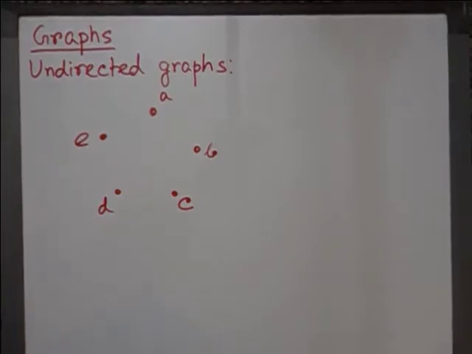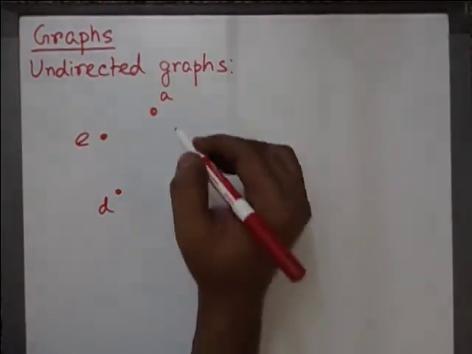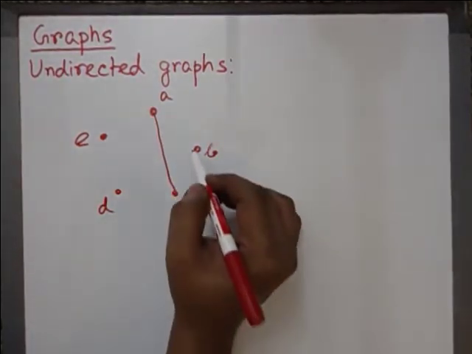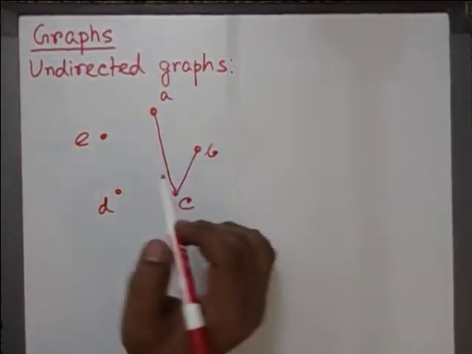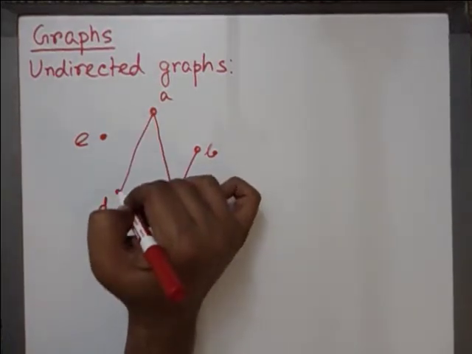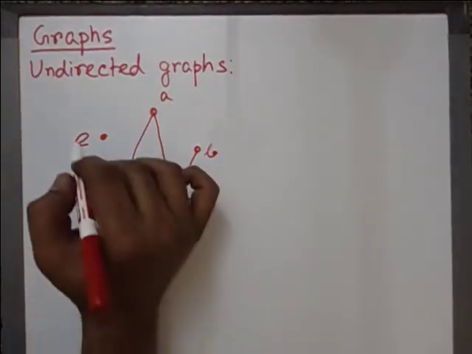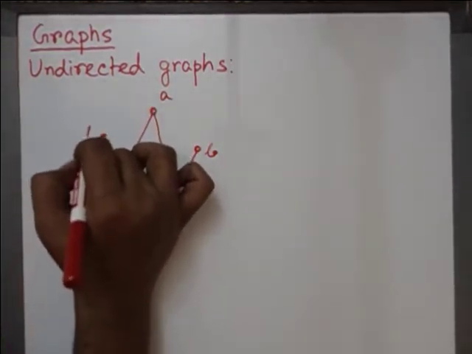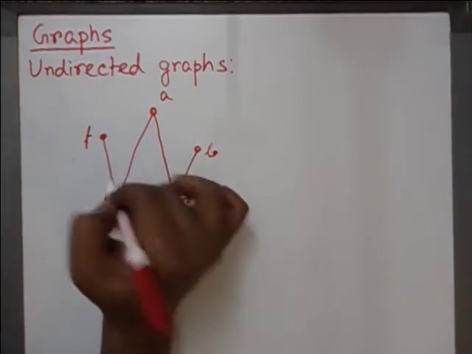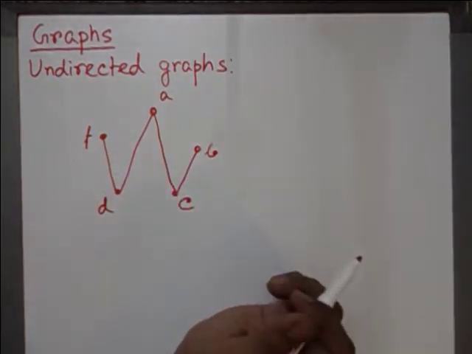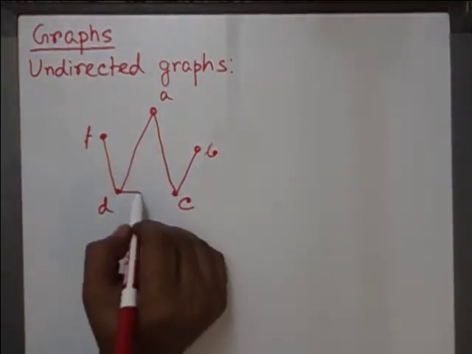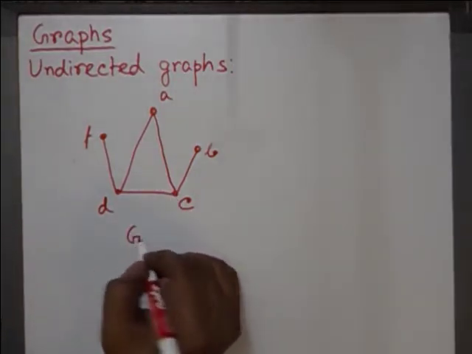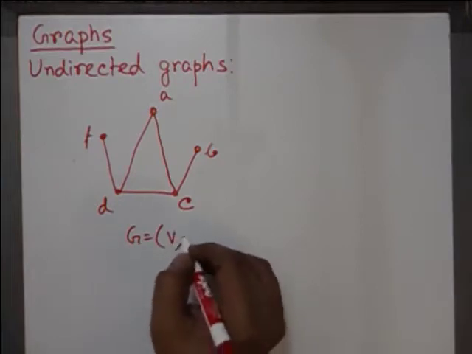And the edges are AC. So let's put a line between A and C. Then BC, AD, DF, so this one's F, and CD. So this is our graph G, determined by V and E.